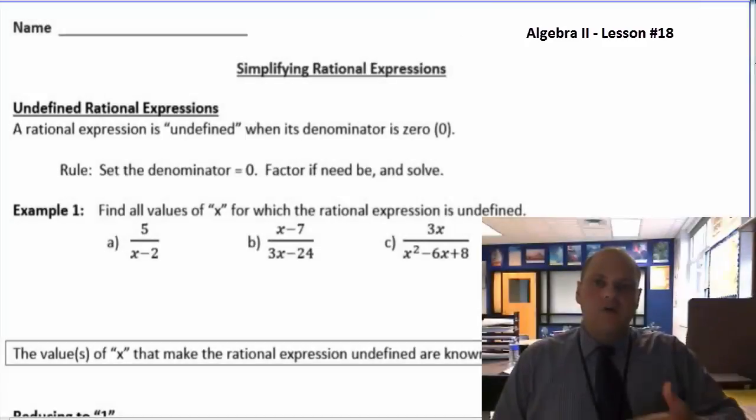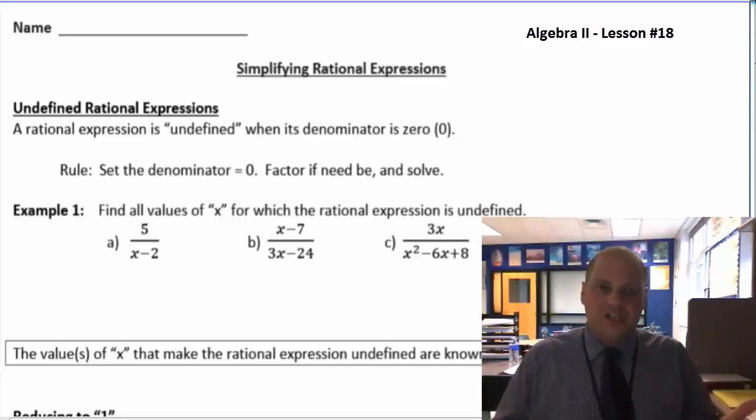Moving into a new area of the course, we're going to be moving into what are called rational expressions. Rational expressions essentially are fractions, and we're going to start off with some basic rational expressions or fractions. What we're going to need to do now is simplify these fractions, or we're going to call them rational expressions.